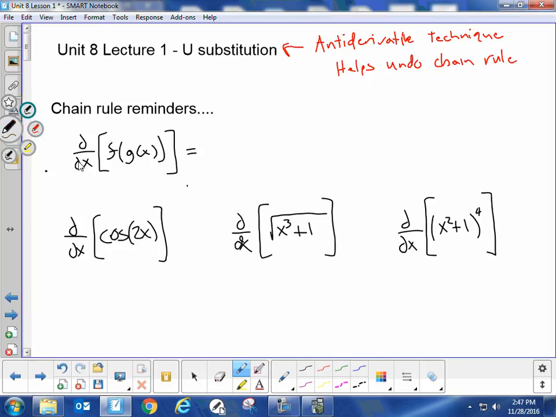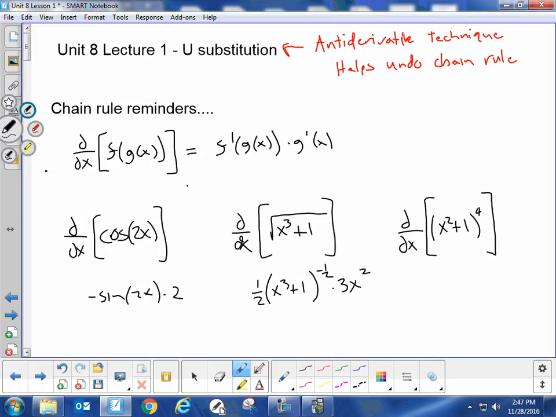Now let's recall the chain rule. If I'm taking the derivative of a composition of functions, we took the derivative of the outside, left the inside alone, and then multiplied by the derivative of the inside. So cosine of 2x, the derivative was negative sine 2x times 2. The derivative of root x cubed plus 1 would be the derivative of the root first, with our inner composition staying there, times the derivative of the inside, right? Comfortable with that?